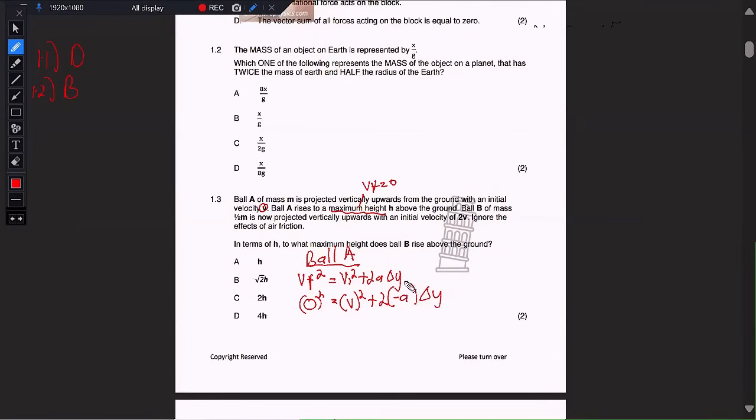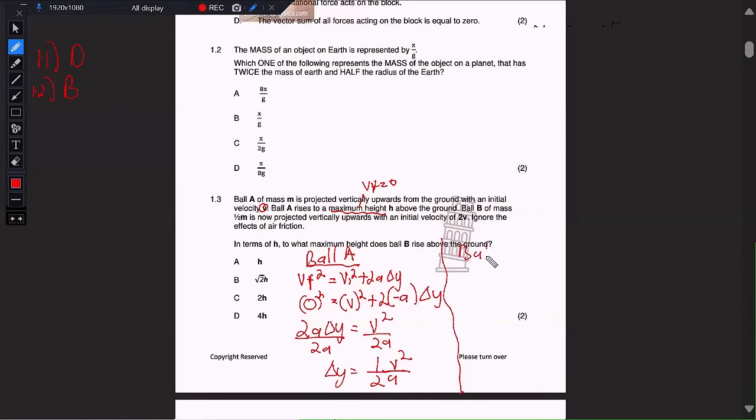Okay, so if I were to bring this over here, this will be 2a delta y, and then equals v squared. So I'm trying to write this in the format of delta y, delta y the subject of the formula. So this is 2a. So my delta y here would have to be 1 over 2 v squared, and then over a, right?